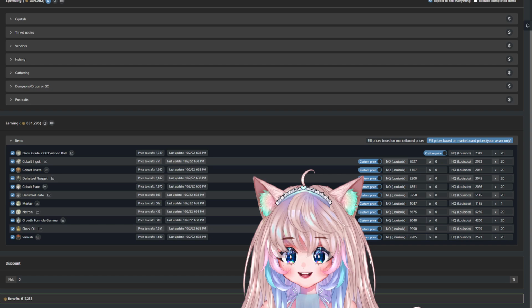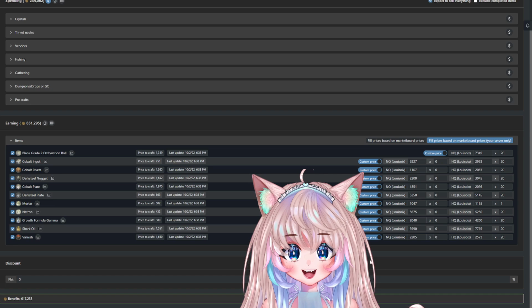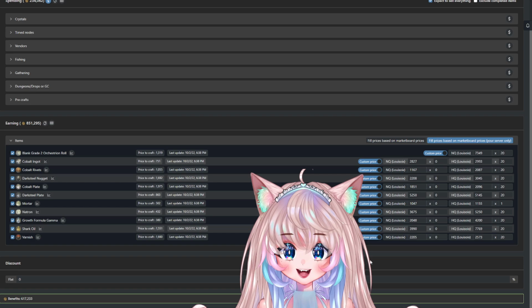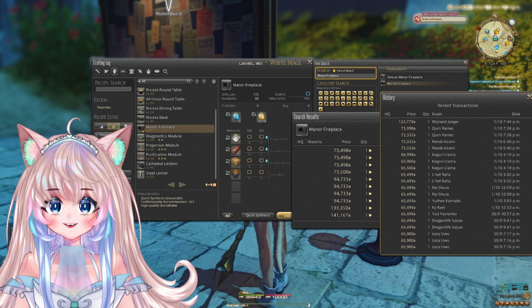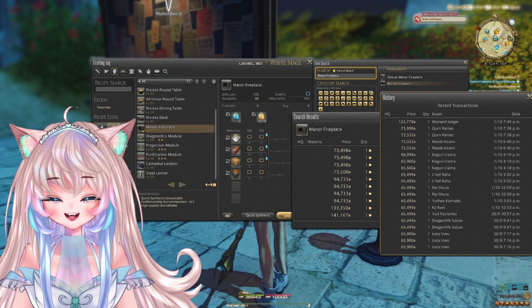Now, this is not a gigantic list, but a lot of these items are pretty timeless, gonna be used in so many crafts, and you can make consistent gil with these items. Now let's go into our final section, which is furniture. And I'll start off with a few of my favorite ones before we do go on the A Realm Reborn furniture list. First one being the Manor Fireplace.